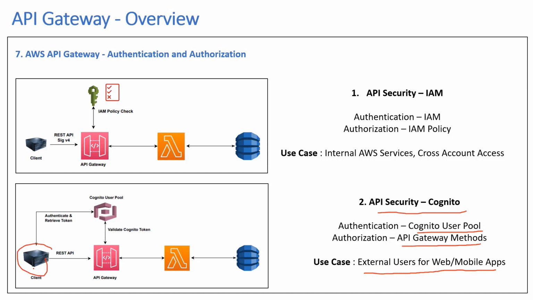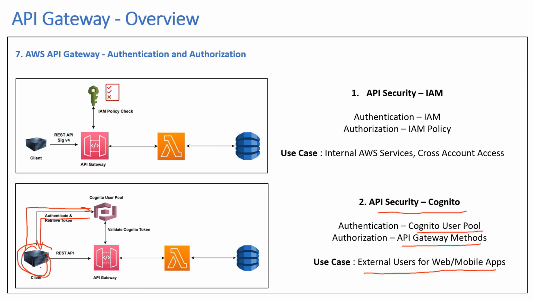You have a client who's trying to make a REST API call via the API gateway. So what the client would first do is it will make a request to this Cognito user pool, and Cognito user pool should already have the identity for this client. So once he makes a request, it will authenticate the request, and if all goes well, it will provide it with a token. So this client would now have a token.